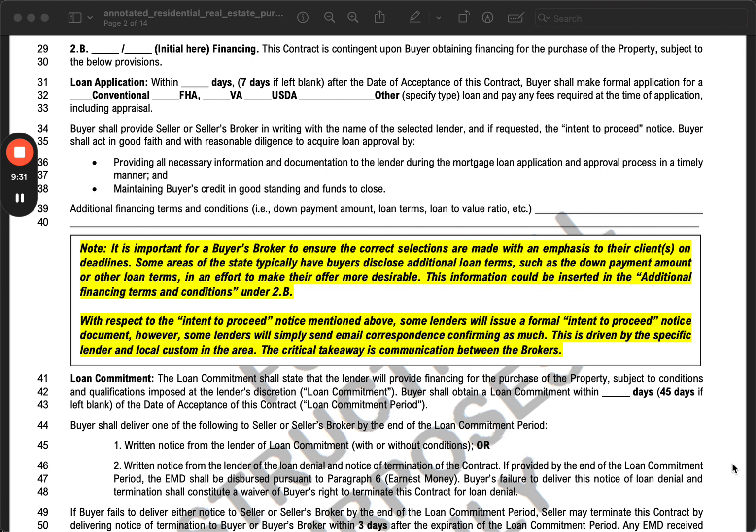With respect to the intent to proceed notice mentioned above, some lenders will issue a formal intent to proceed notice document. However, some lenders will simply send email correspondence confirming as much. This is driven by the specific lender and local custom in the area. The critical takeaway is communication between the brokers.